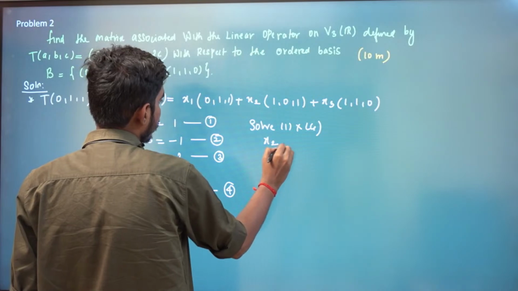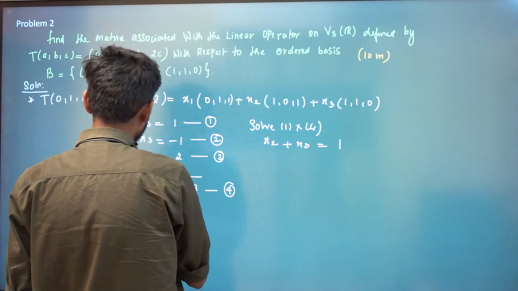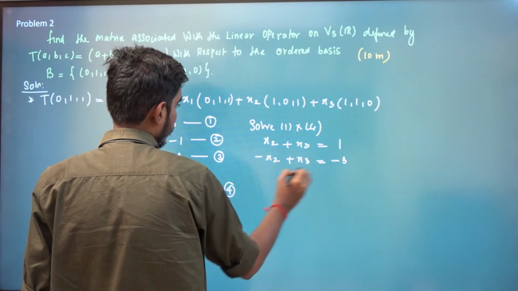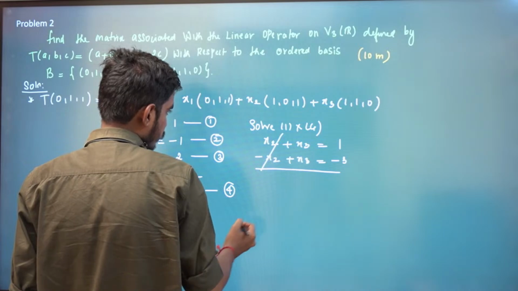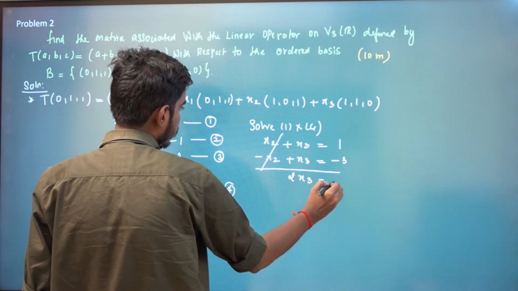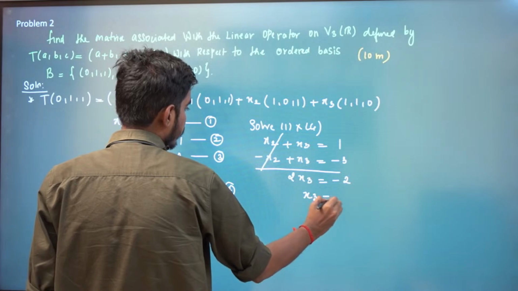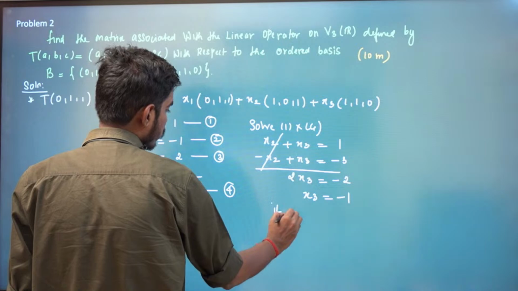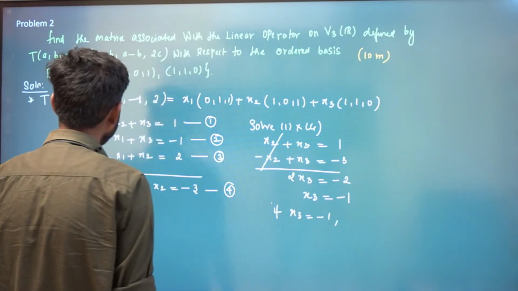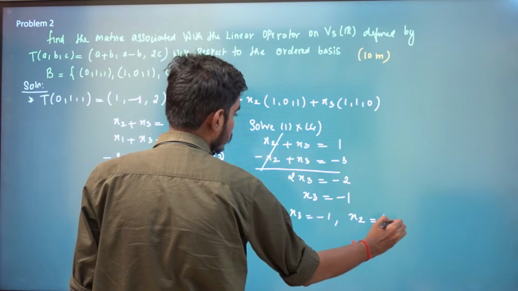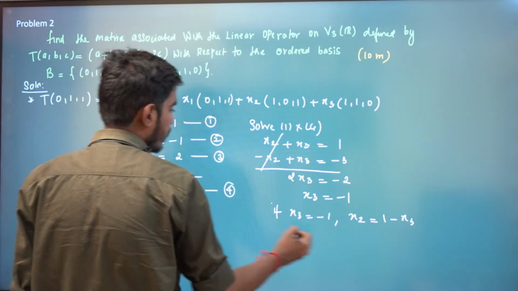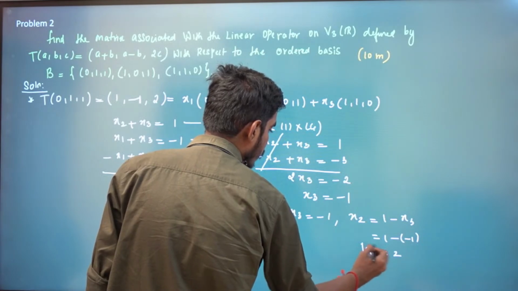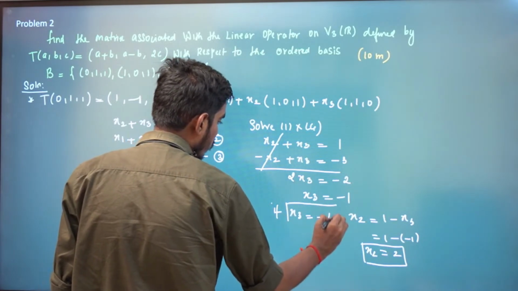So from equation 1 we have x2 plus x3 is equal to 1, and here we have minus x2 plus x3 is equal to minus 3. So we'll add, this will become 2x3 is equal to minus 2. So that means x3 is equal to minus 1, right? If x3 is equal to minus 1, what is x2? x2 is equal to 1 minus x3. So it will be 1 minus of minus 1. So my x2 will be equal to 2, right? x3 will be equal to minus 1.